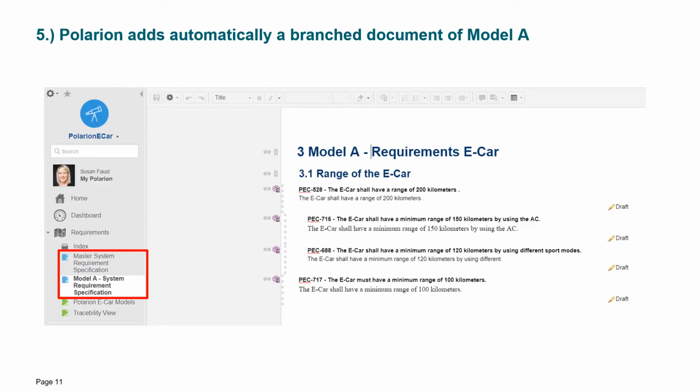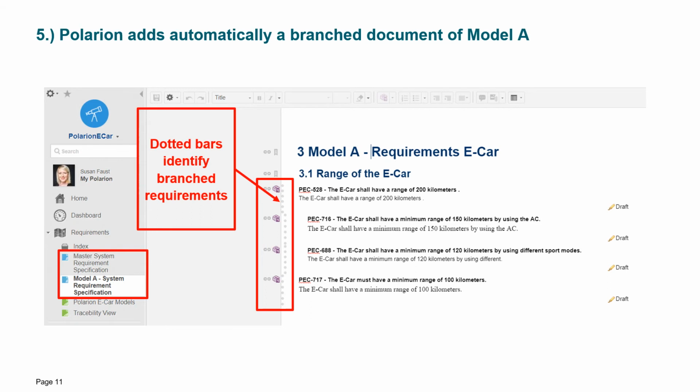After this, Polarion automatically adds a branch document of Model A. So right now, on the navigation bar on the left side, you will find a second document, not only the Master System Requirement Specification, but also the Model A System Requirement Specification. And in this document, you will find dotted bars, and these dotted bars identify branch requirements.